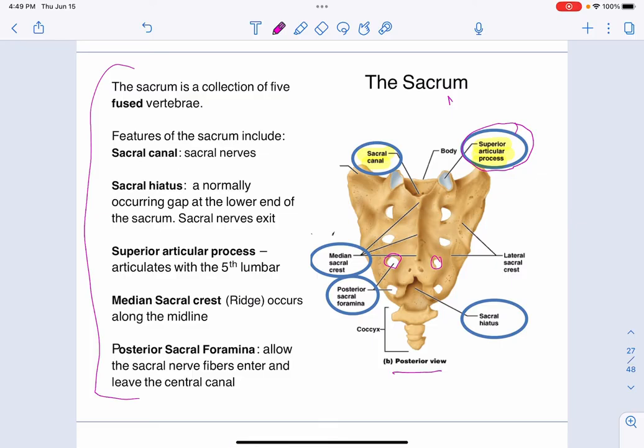Along the middle, there's a ridge line right here. That is called the median sacral crest because it's a rise. It's kind of a protrusion coming off of the sacrum. There is a sacral hiatus. That's this last kind of hole here, another region where nerves are going to pass through.